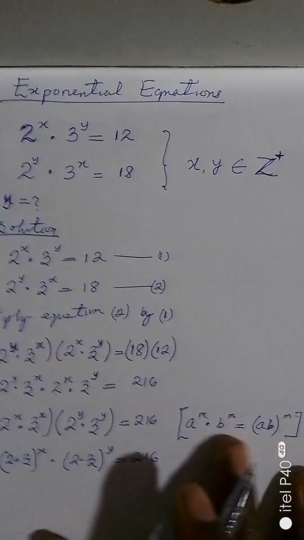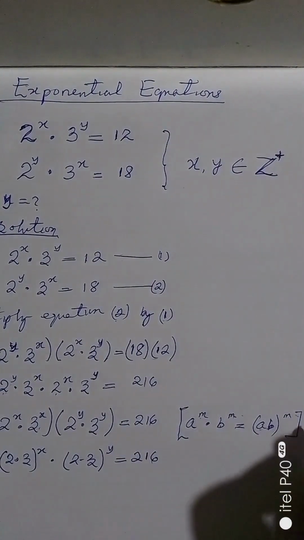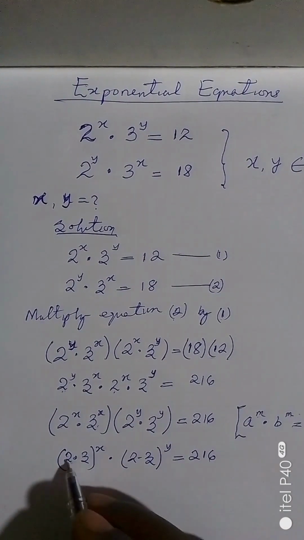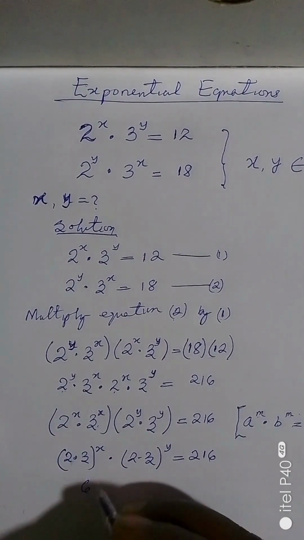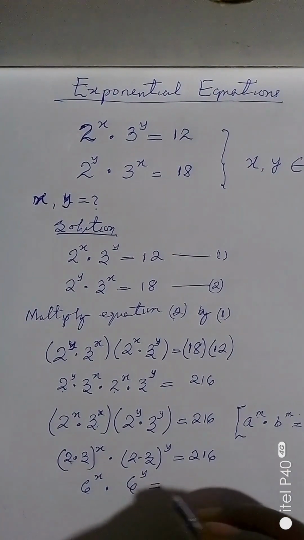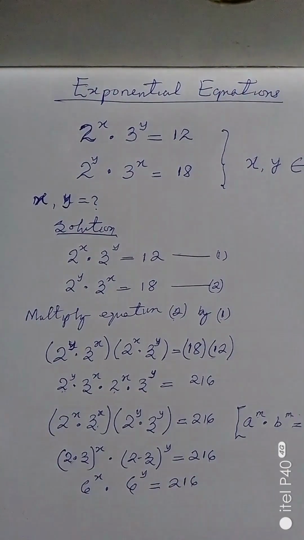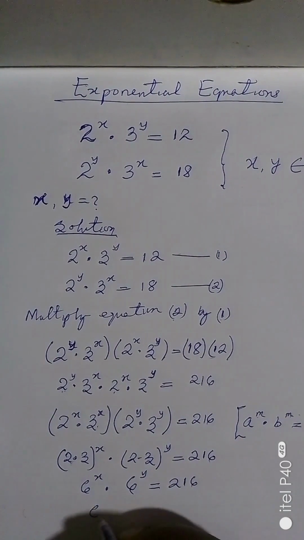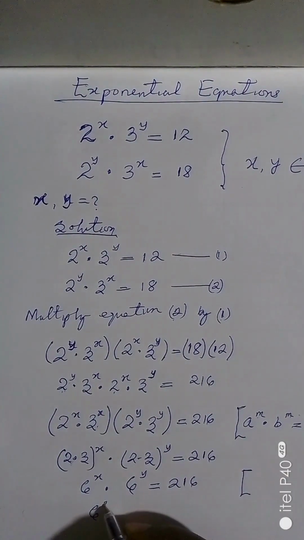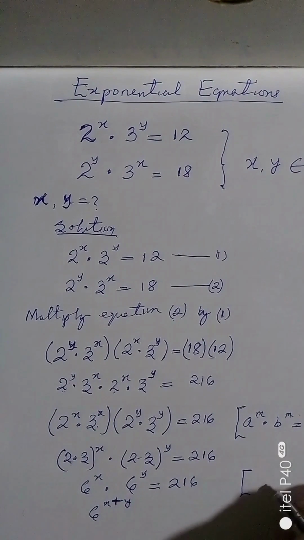And so this is the law I just quoted here. We have 2 dot 3 is 6. So we have 6 to the power of x dot 6 to the power of y equal to 216. And then I have 6 to the power of x plus y, if we apply the same law also.